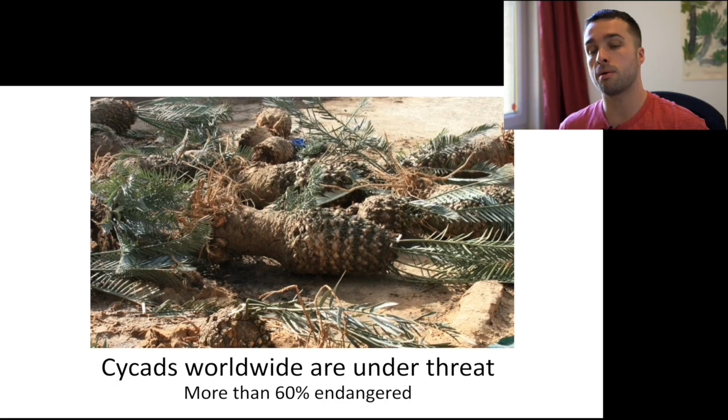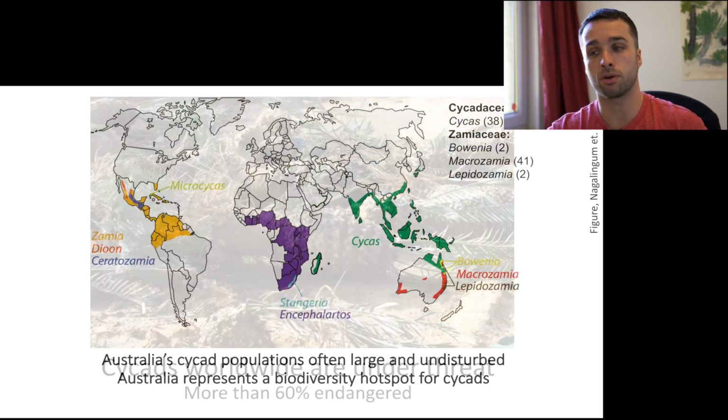Cycads represent the world's most endangered organisms. More than 60% of cycads are recognised by the IUCN as extinct in the wild, endangered or critically endangered, which is quite significant, and we need to try and preserve these plants for the greater good.